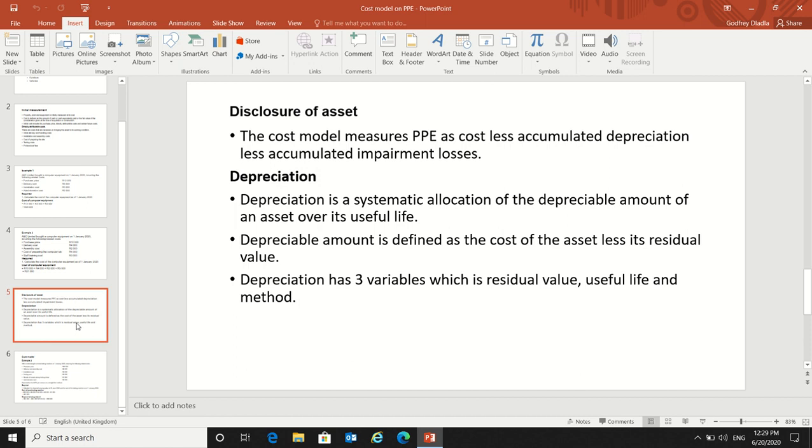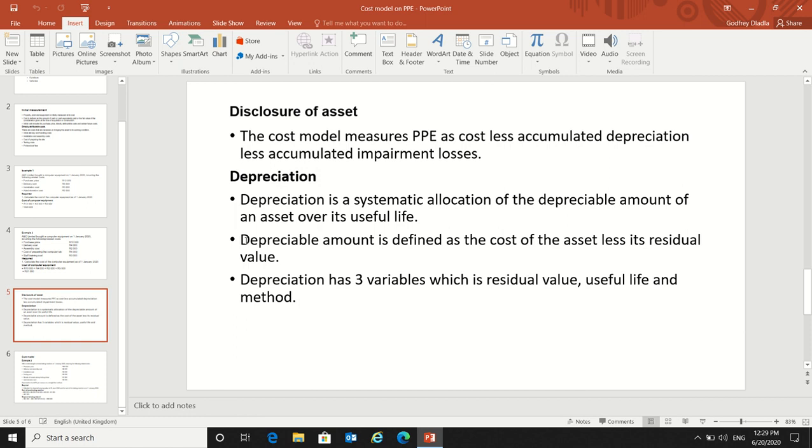Now, what is the depreciable amount? The depreciable amount is your cost less your residual. Residual is the amount that you're going to get at the end of the useful life of the asset, right? Now, depreciation has 3 variables, which are residual value, useful life, and the method that you are using. Straight line, that's what we're talking about. Useful life is the number of years, 5 years, 10 years. Some use percentages, 20%, 10%. Residual is the amount that you receive at the end.